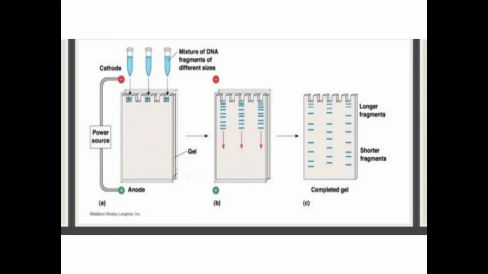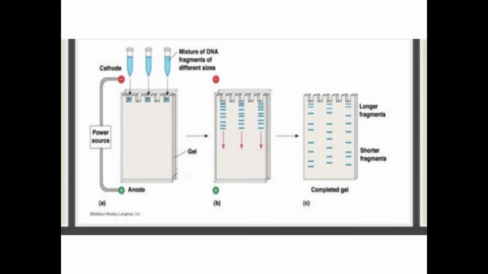Next, the electrophoresis method. What is electrophoresis? Electrophoresis is used to separate DNA, RNA or protein molecules based on their size and electrical charge. This method is used in research laboratories to separate molecules according to size and electrical charge, with a cathode and an anode: the cathode has a negative charge and the anode has a positive charge.